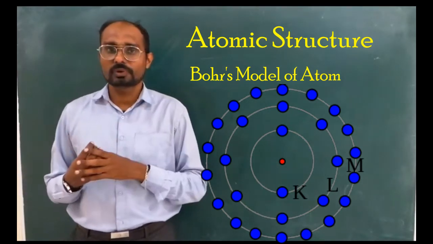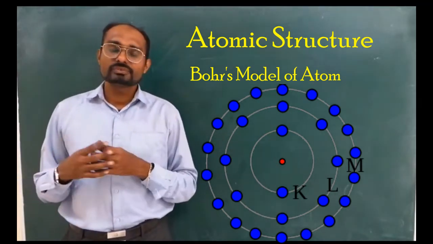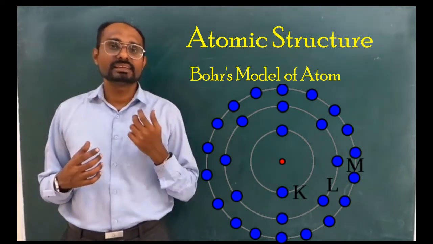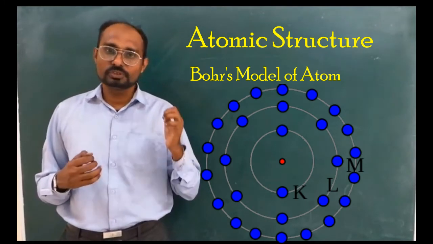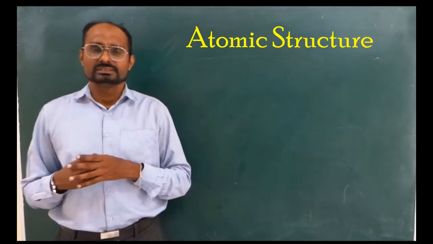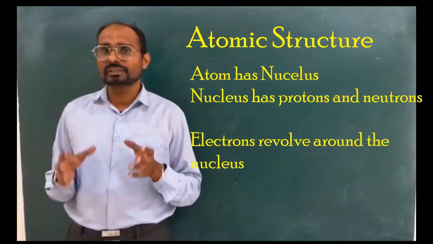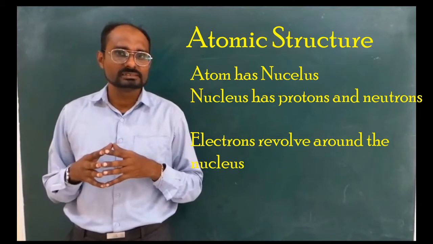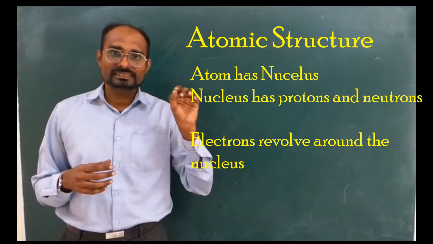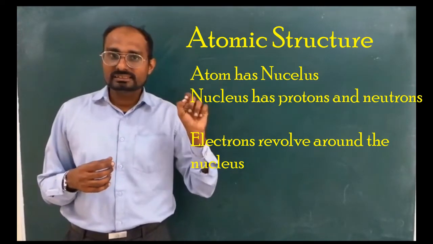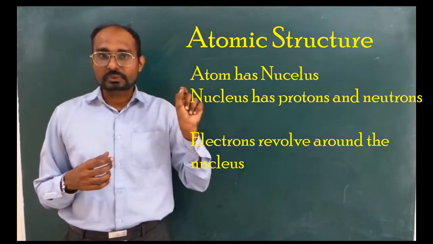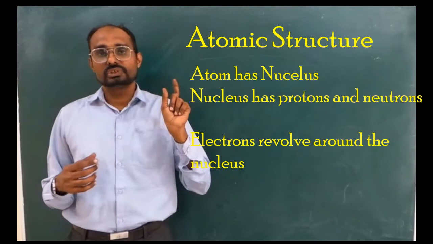This is what Niels Bohr proposed, and with the help of this model, he explained the spectrum or the energy that is given out by hydrogen atom so beautifully that he was given a Nobel Prize for that. So now we actually have an idea about what atom is and what are the particles present in it. Atom is spherical in shape. It has its nucleus at the center. Nucleus is made up of two particles, protons and neutrons, and electrons are revolving around the nucleus.